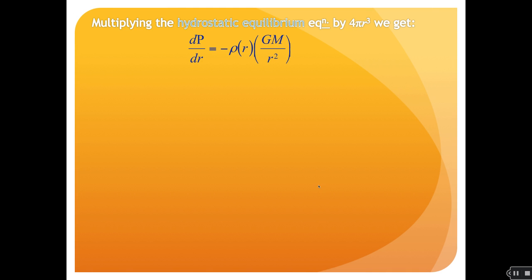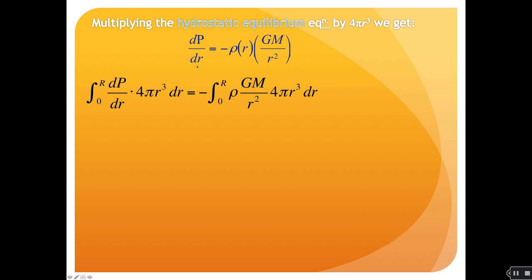Okay, so again, we've got our hydrostatic equilibrium equation. We're going to want to integrate this. But what we're going to do is multiply both sides by 4 pi r cubed. This is just a math technique. So what we've done is the integral over the whole star to get the pressure. So we've got the integral from 0 to R of dP/dr times 4 pi r cubed dr. Basically I've plugged all of this in, and then I've added in a dr. Okay?